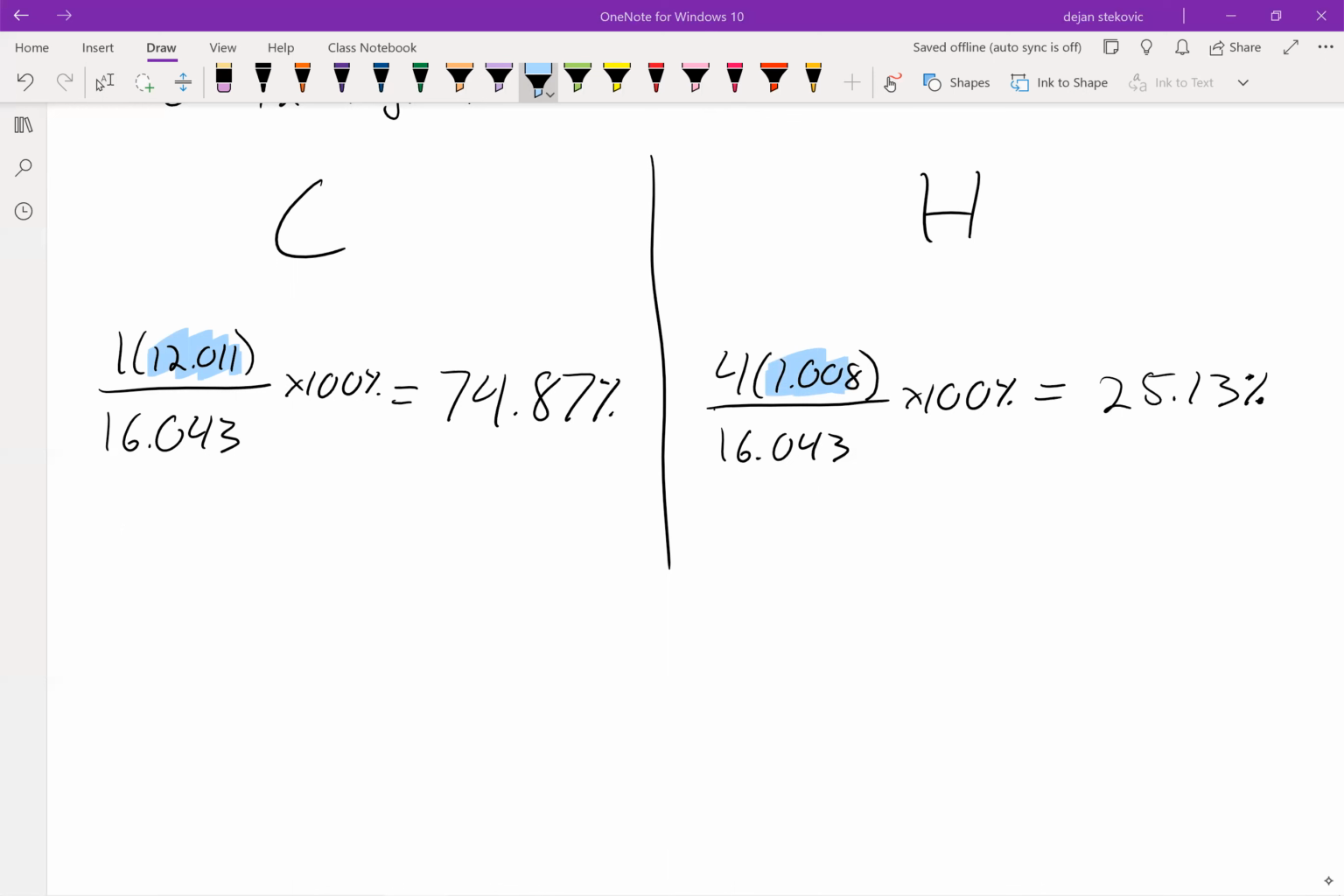Once we figure out how to calculate the mass percentages in this next part, we're going to learn how that's useful for us.